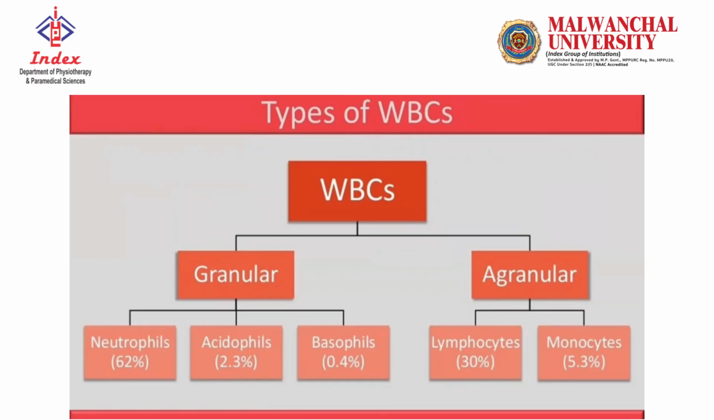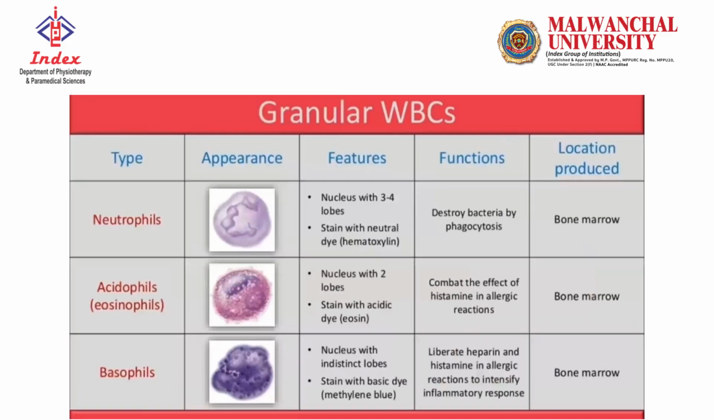Now we will discuss agranular: lymphocytes and monocytes. Lymphocytes are 30% of the WBC and monocytes 5.3%. There are five types of WBC: neutrophil, eosinophil, basophil, monocyte, and lymphocyte, in two groups, agranular and granular. Now we'll discuss granular WBC types.